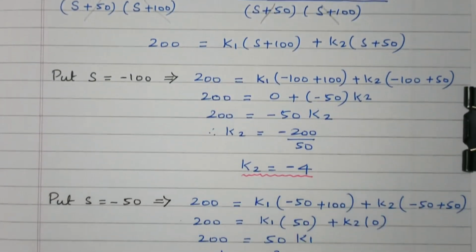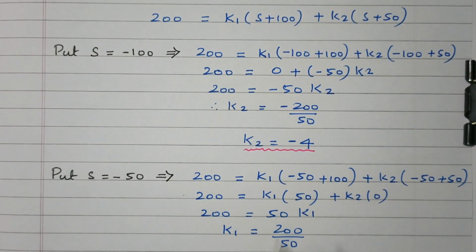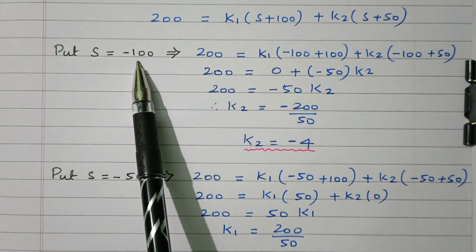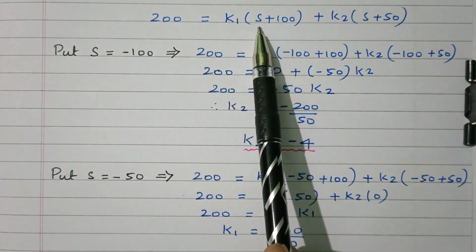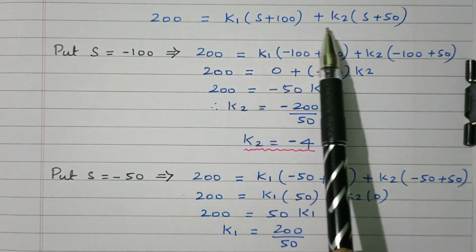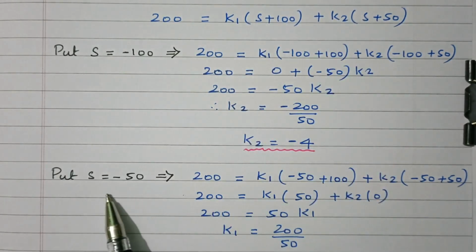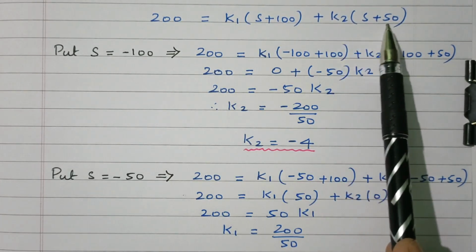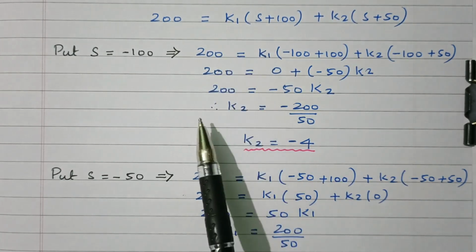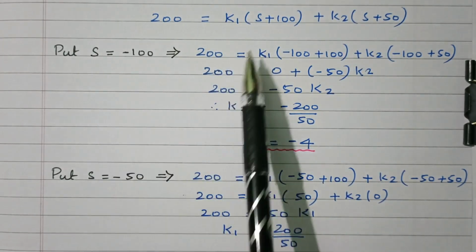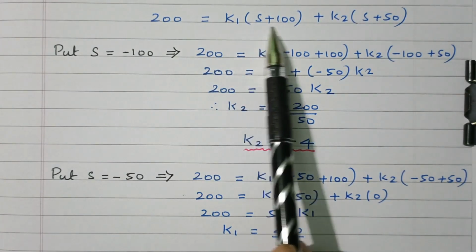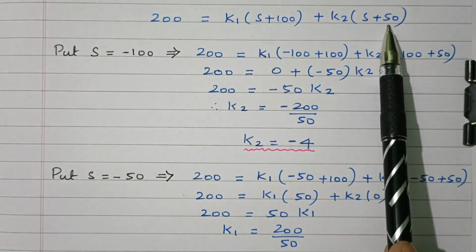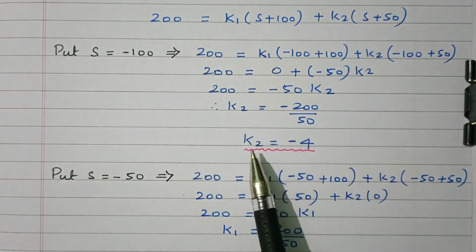We need to substitute the value of s such that we can find k1 and k2. First select s equal to minus 100. If we put s equal to minus 100, this term becomes 0, so we can easily calculate k2. Similarly, s equal to minus 50. If we substitute s equal to minus 50, this term becomes 0, so that we can easily calculate k1. So we need to decide the s value such that any one term gets cancelled. Here 100 is there, so we are substituting minus 100. Here 50 is there, so we are substituting minus 50.